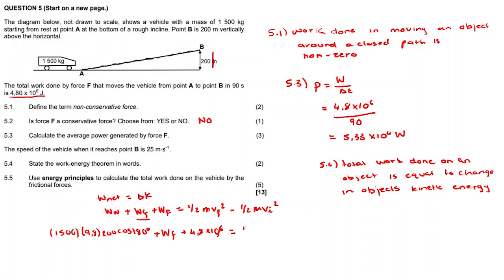is equal to a half m, with m being the mass, which is 1,500, times Vf squared minus Vi squared. So we can say Vf squared is 25 squared minus Vi squared, which is 0 squared, so is still 0. And when we plug all of this into the calculator and rearrange, we should get W friction by itself, and that should give us 1.39 times 10 to the power 6 joules. And that's the work done by the total frictional forces.